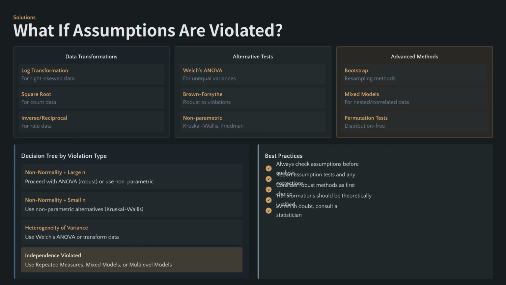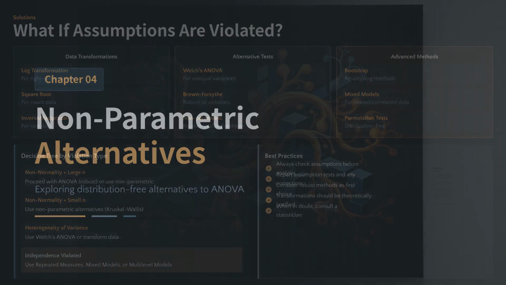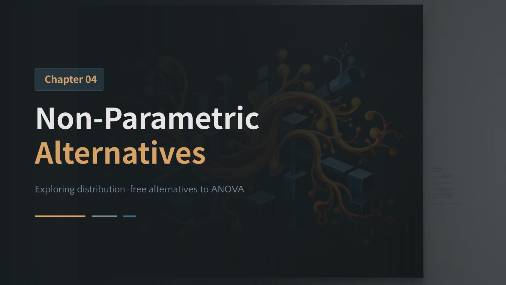We now begin Chapter 03, Assumptions of ANOVA. Violations of these critical requirements can lead to invalid results. The four key assumptions are independence of observations, normality of residuals, homogeneity of variance across groups, and sphericity, which applies only to repeated measures designs.